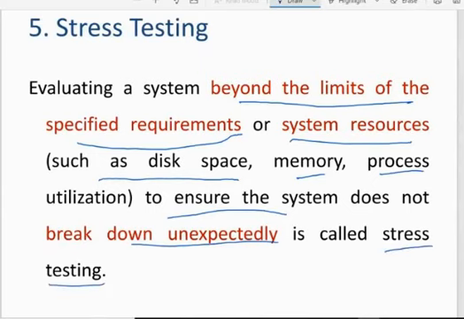So let's say my system is made for, let's say, 1,000 simultaneous users. In that case, I'm going to test it beyond that, till how many simultaneous users my system can work easily. I'll try to give some extra load on the system so that I can test the extent to which my system can go beyond the limits in case of your disk space, memory, or the process utilization.